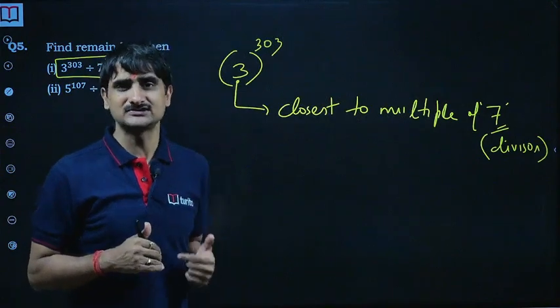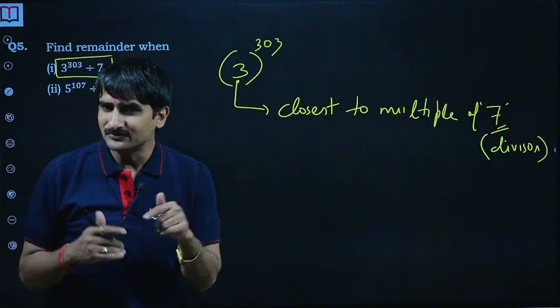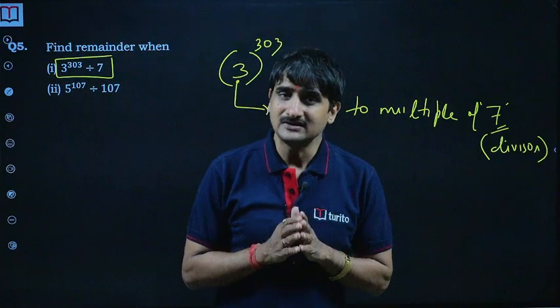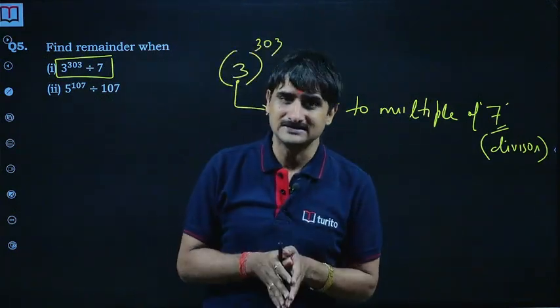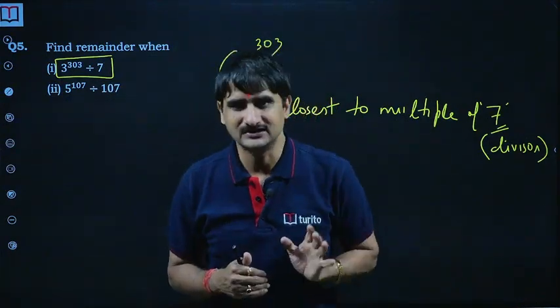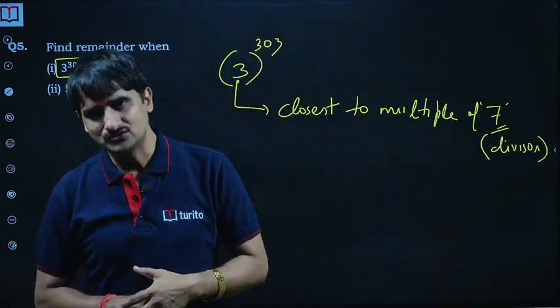Now it is closest to the multiple of 7, which is 28. 28 minus 1. So that's what we need actually. So our attempt is to get it as close as possible to a multiple of the divisor. The best case will be when you get it as plus minus 1 type, like we got here. If not, then we will go for plus minus 2 type of thing.